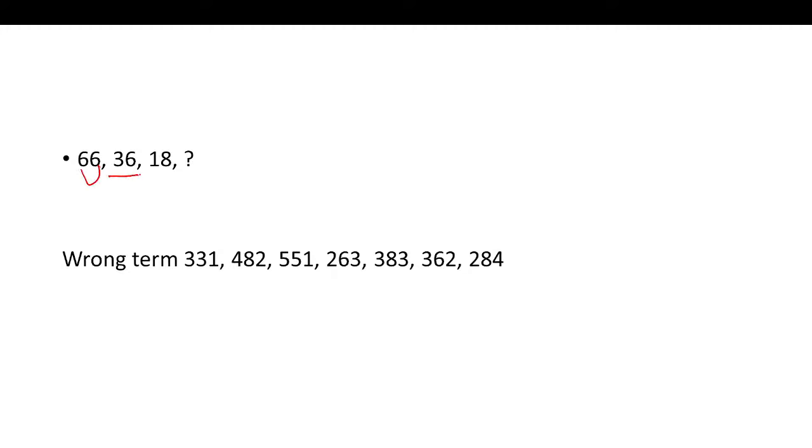Six into 6, 36. 3 into 6, 18. 1 into 8, 8. In this one, what is the wrong term? 3 into 1, 3. 4 into 2, 8. 5 into 1, 5. 2 into 3, 6. 3 into 3 is actually 9, but 8 is there, so this is the wrong one.